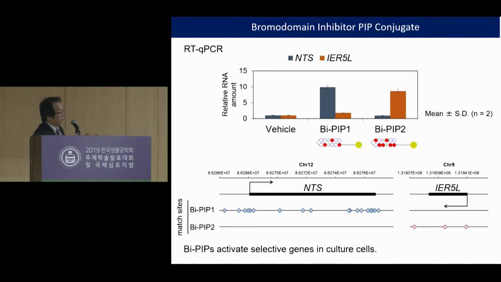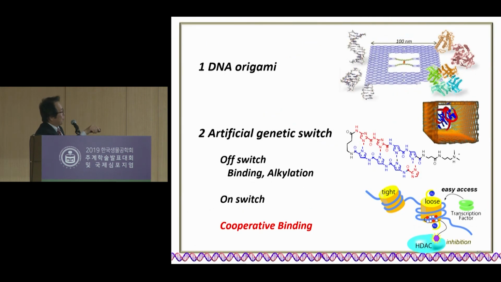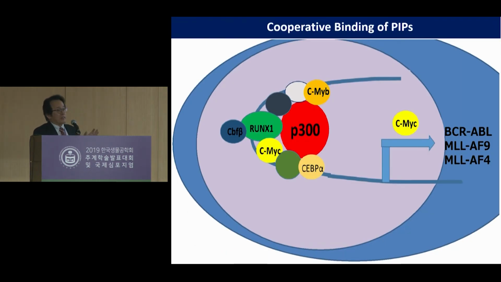And let me move to the final topic, cooperative binding. As I showed, the gene expression system is very, very complicated, and they actually use cooperative energy. Since the recognition sequence of the transcription factor itself is not so long, like 6 base pair or 8 base pair, sometimes 4, they interact with each other to perform the precise binding.